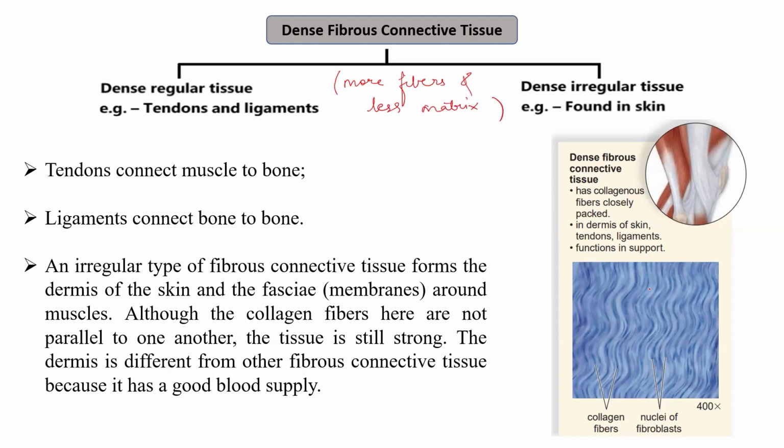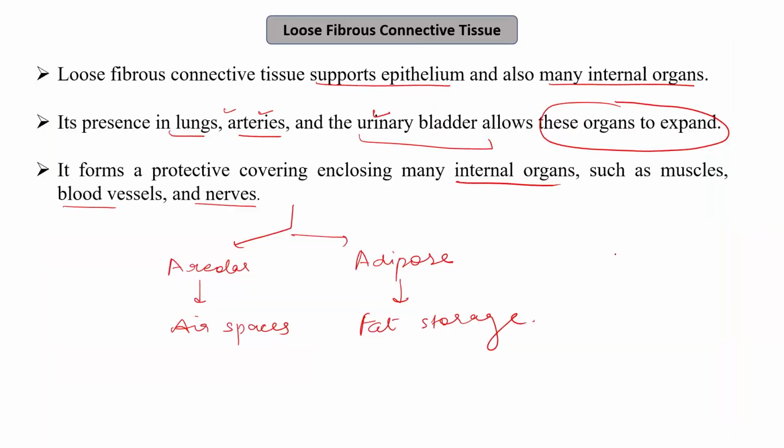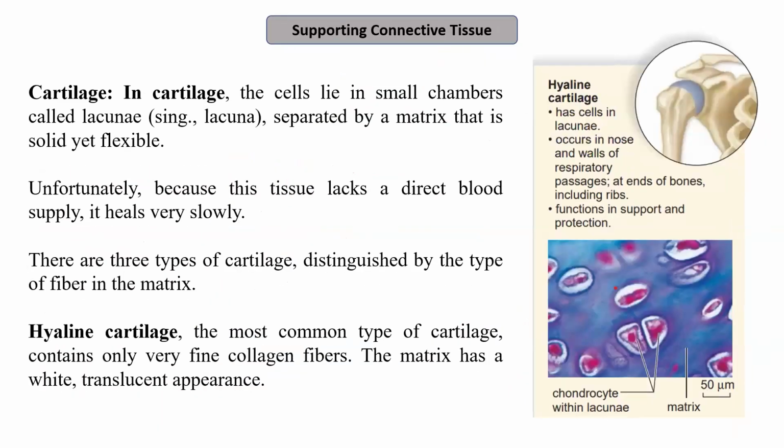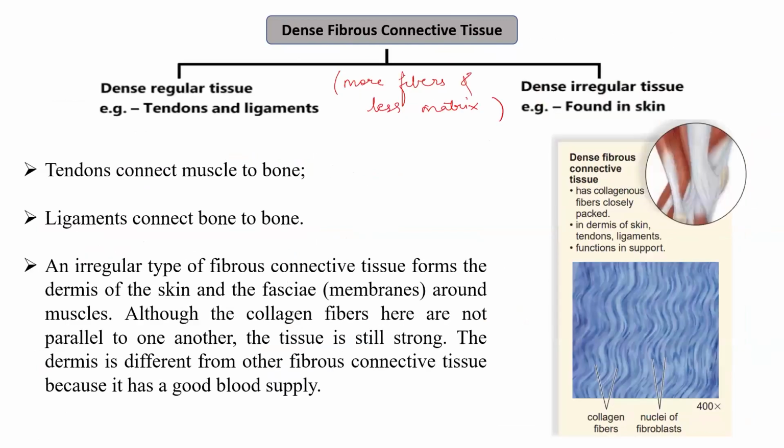While if I talk about the loose connective tissue, it consists mainly of more matrix and less fiber, while the dense connective tissue consists mainly of more fibers and less matrix. So dense connective tissue can further be divided into two types: the dense regular tissue, which is tendons and ligaments, and dense irregular tissue, which is found in the skin.